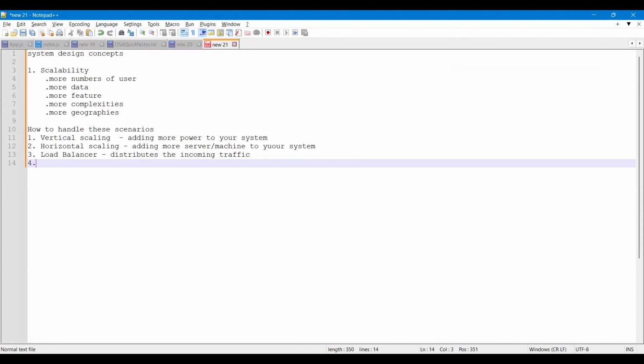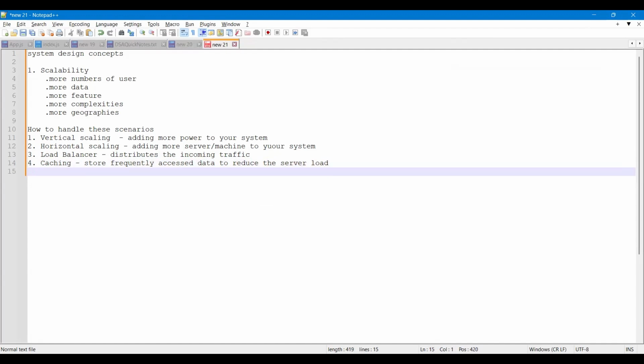Okay, so fourth concept is caching. Okay, so why do we need caching? Because we can store frequently accessed data to reduce the server load. Okay. Then after this, we do have CDNs. Like, why do we need caching?